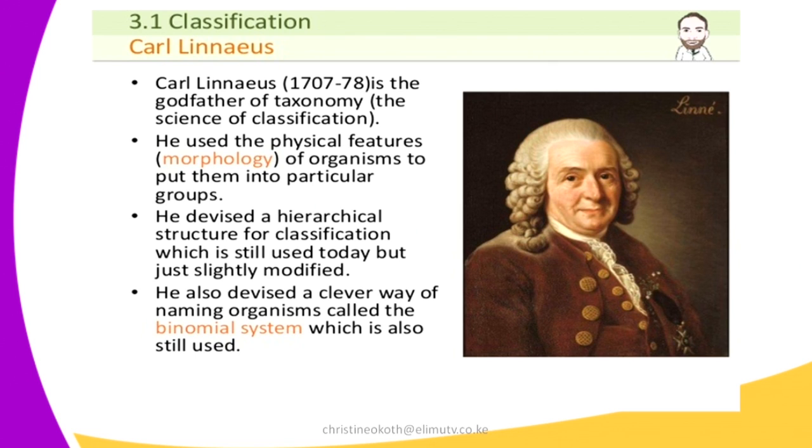So he used the physical features, that is morphology, of organisms to put them into particular groups. When you talk about morphology, it is the external features that we can easily see or we can easily identify a particular organism with. So he devised a hierarchical structure of classification, which is still used today, but just slightly modified. So he also devised this method that we are talking about today, which is known as the binomial system or the binomial nomenclature.